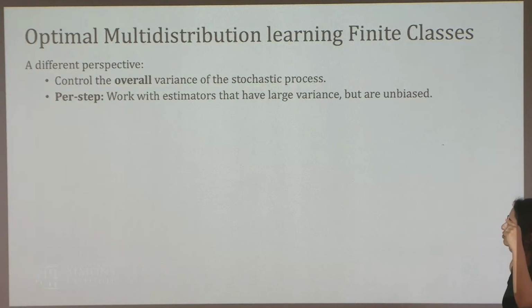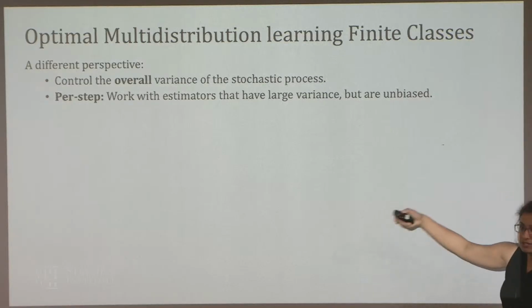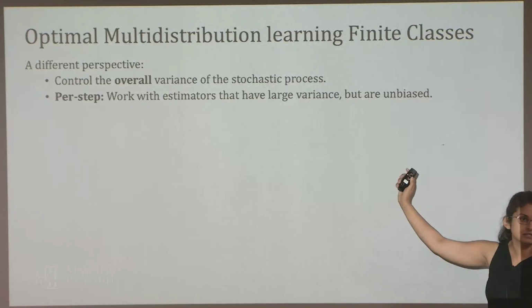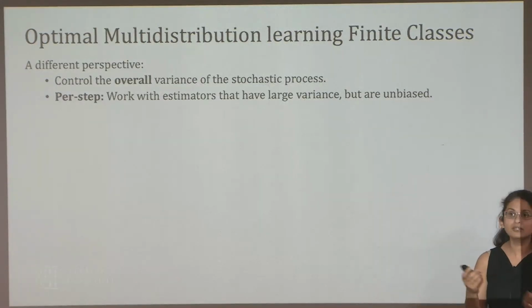I'm trying to control the overall variance of my stochastic process. And per step, I'm working with some estimators. In the previous approach, I made sure that every step was close. But at the end of the day, my goal is to say that the average thing that's happening in the stochastic process is close. That's how you solve the min-max game, the average. So let per step estimators have large variances, but let me not be biased because I don't want to pay T times the bias, okay?